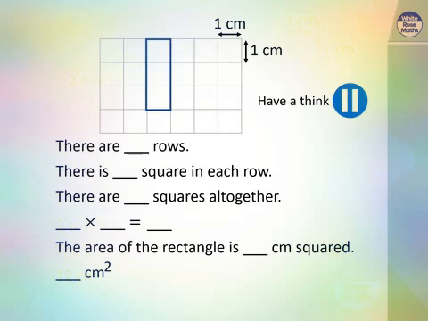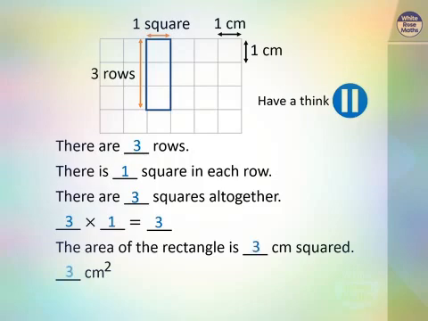Have a think about completing those sentences about that rectangle. In this case, there are 3 rows. We can count down 1, 2, 3. There is 1 square in each row. There are 3 squares altogether. Our multiplication would be 3 times 1. We have 3 lots of 1, 3 rows of 1. 3 times 1 is equal to 3. The area of the rectangle, therefore, is 3 centimetres squared, which we write 3 cm and then the small 2 above and to the right.